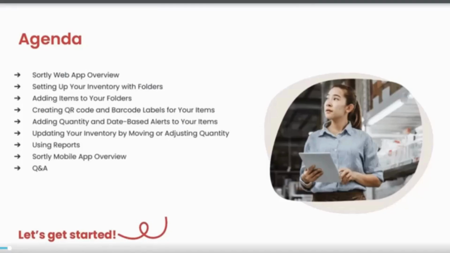Here's a look at our agenda for today. We'll begin with a high-level overview of the Sortly web application. We will show you how to organize your inventory using folders for efficient categorization and easy access. We'll walk you through the process of adding items to your folders to ensure your inventory is detailed and well documented. We'll then demonstrate how to generate and use QR code and barcode labels to streamline inventory tracking and management. You'll learn how to set up quantity and date-based alerts to stay on top of your stock levels and expiration dates. We'll cover how to update your inventory by moving items between folders or adjusting quantities as needed.